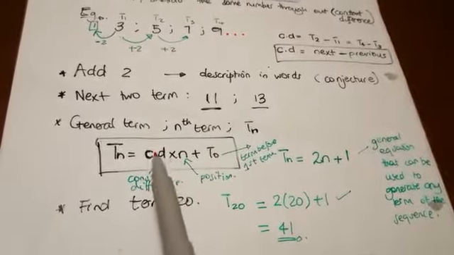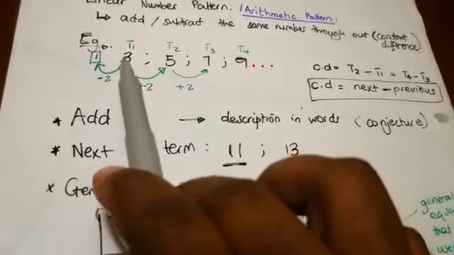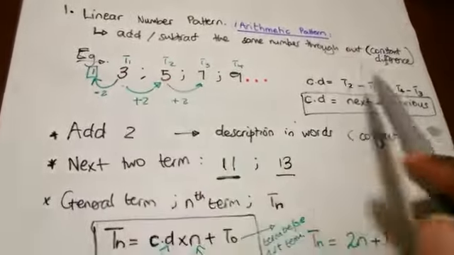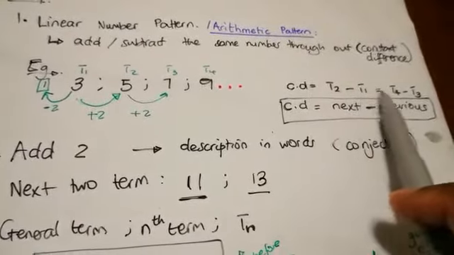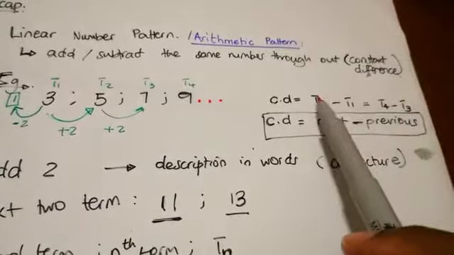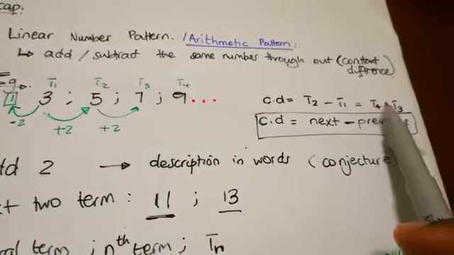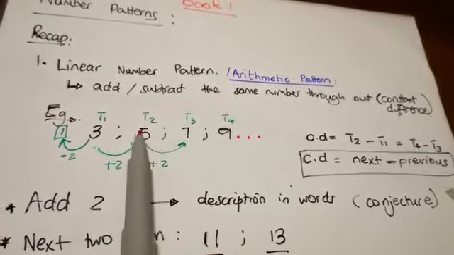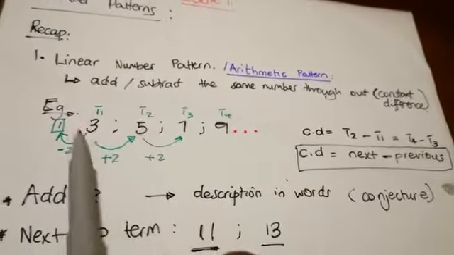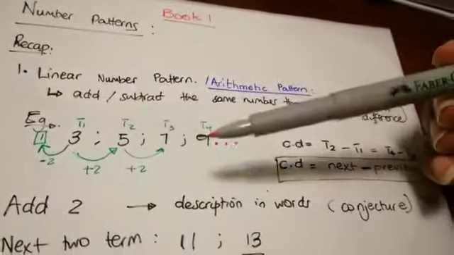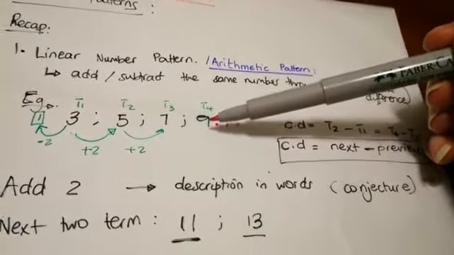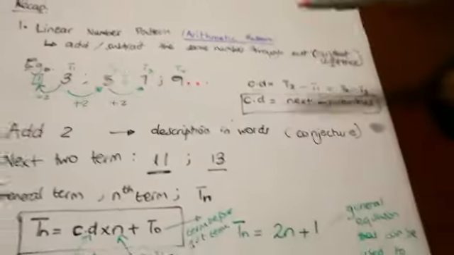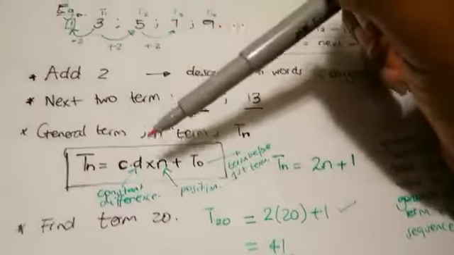Now what is the constant difference? It is that number that you use to move from one term to the next. This is how the constant difference is calculated: term 2 minus term 1, or term 4 minus term 3. So here I've just written next minus previous, so it's this one minus that one, or front minus back, depending on what you understand best. So it could also be 9 minus 7. It's always the front one minus the back one. That's the constant difference.